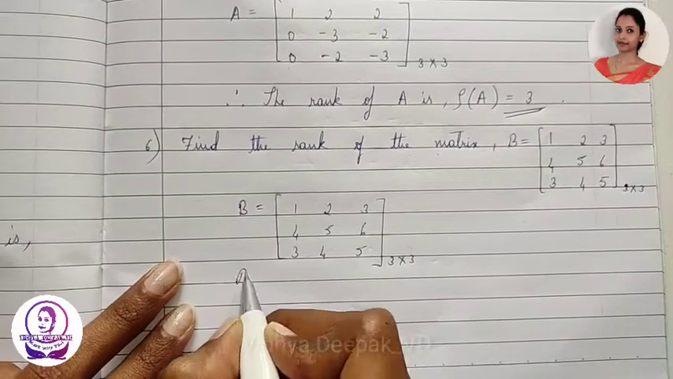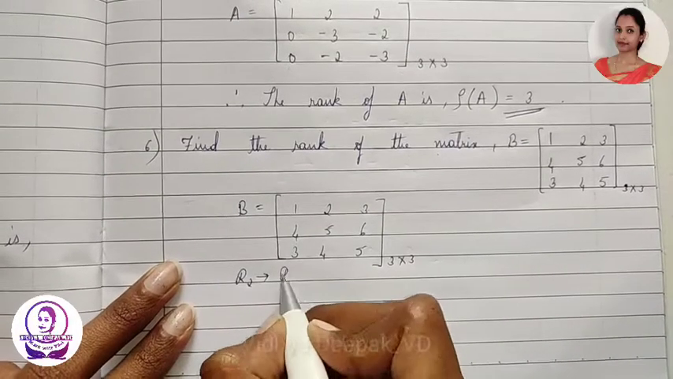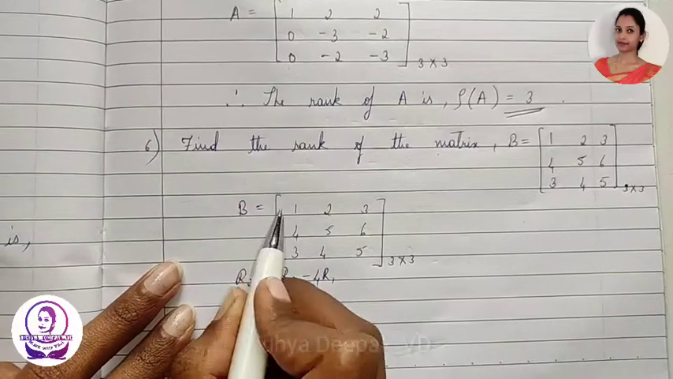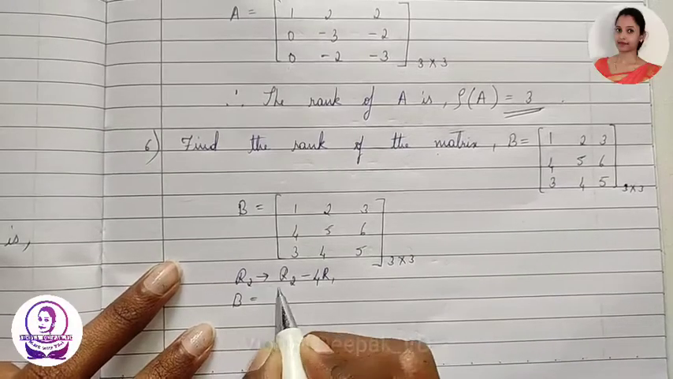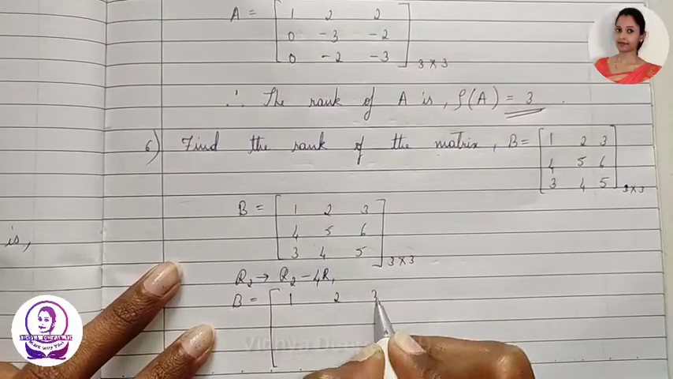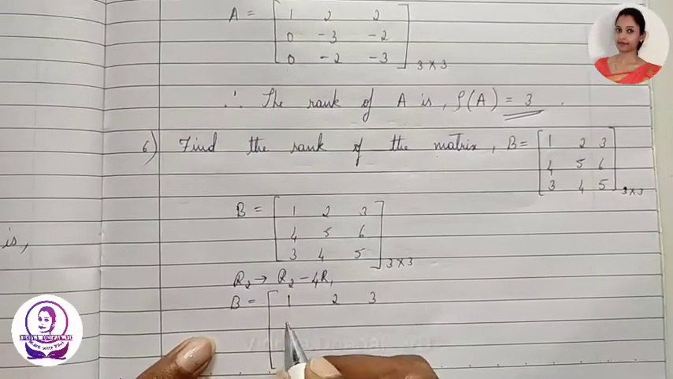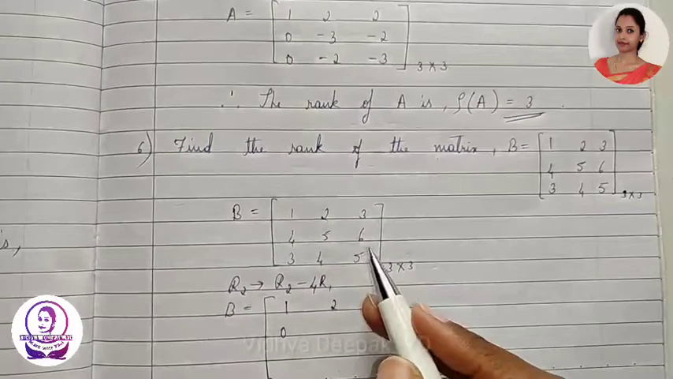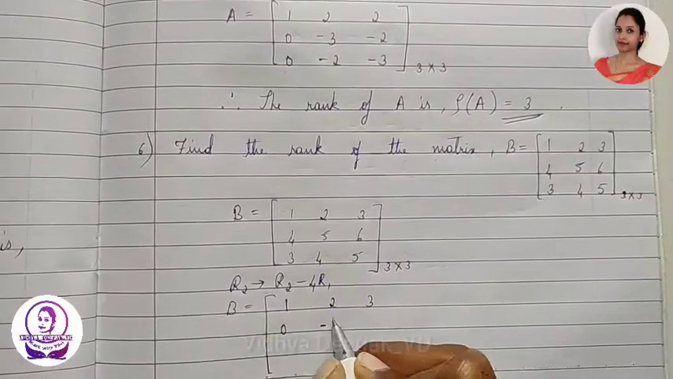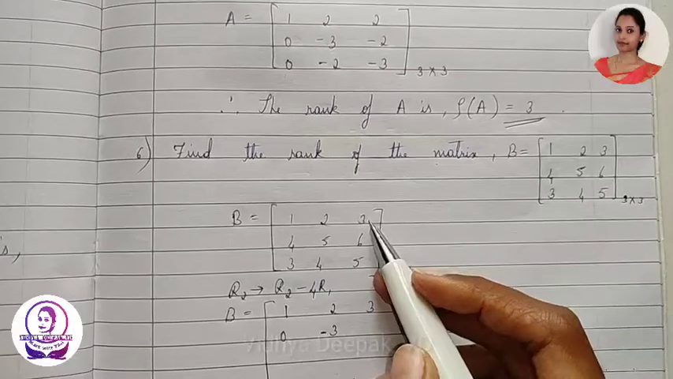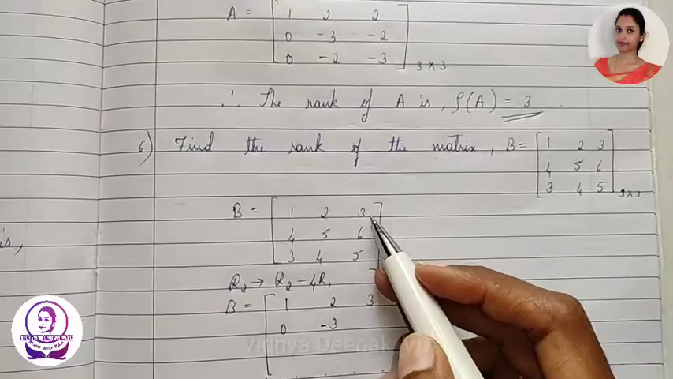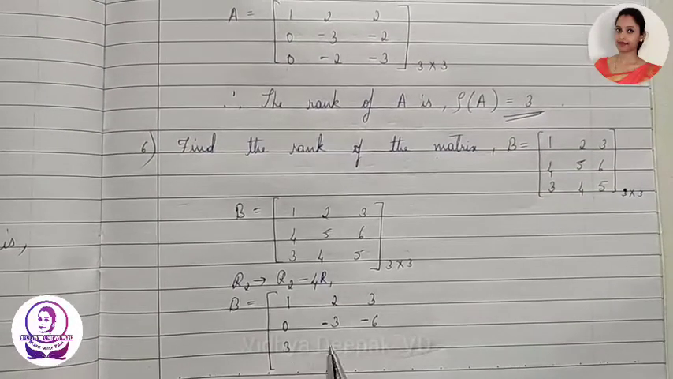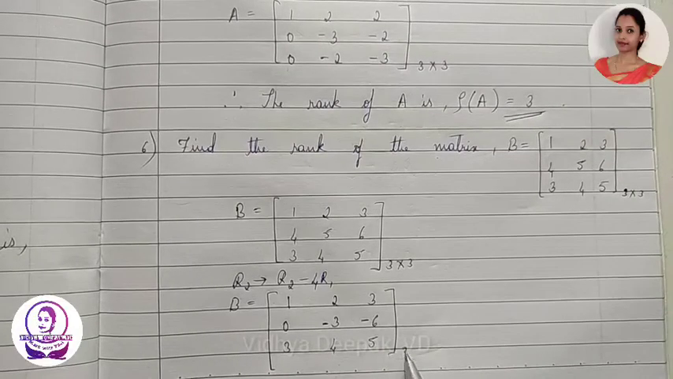So what is the operation? R2 is equal to R2 minus 4 into R1, right? Yes, now this becomes B is equal to 1, 2, 3. Second row is 1 4s are 4. 4 minus 4, 0. 2 4s are 8. 5 minus 8 is minus 3. Again, you have 4 3s are 12. 6 minus 12 is minus 6. You have 3, 4 and 5.